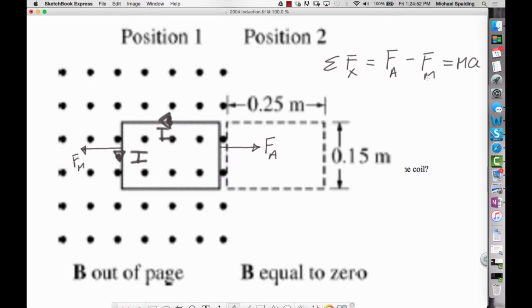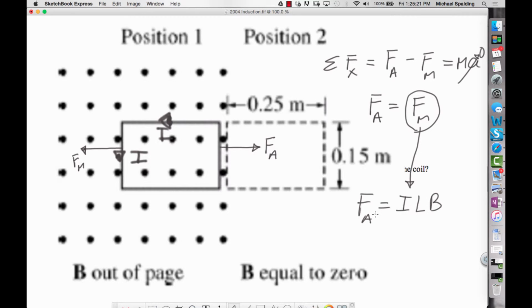Well, what's the acceleration of the loop? 0, because it's being pulled out at a constant velocity. So the applied force pulling the loop out of the magnetic field is going to equal the force of the magnetic field. Which, by the way, what is the equation for force magnetic? Well, if it's a current in a wire, what's the equation? I, L, B, and that is QVB, but it's for current in a wire. Did that make any sense?